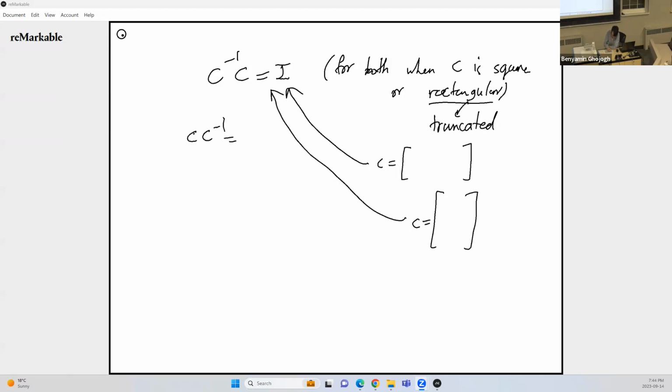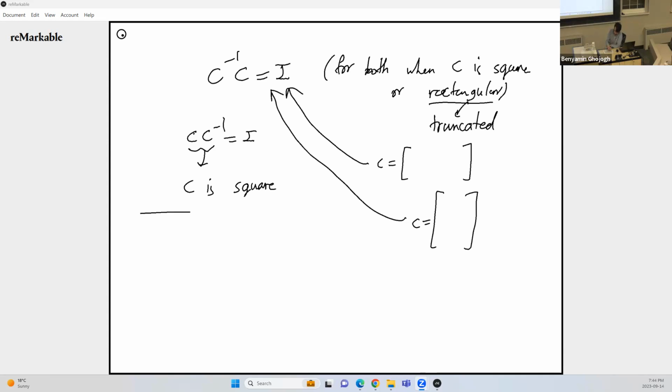C inverse C equals I. For this, C should be square. So when you truncate C, then C inverse C doesn't necessarily become identity. Okay, that's fine.